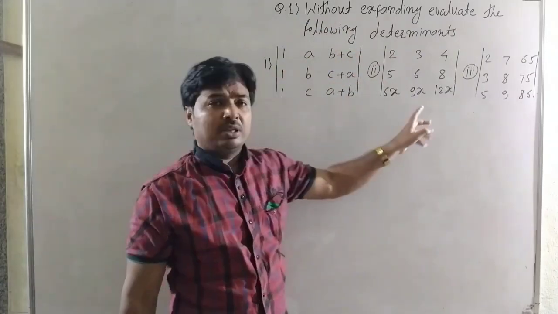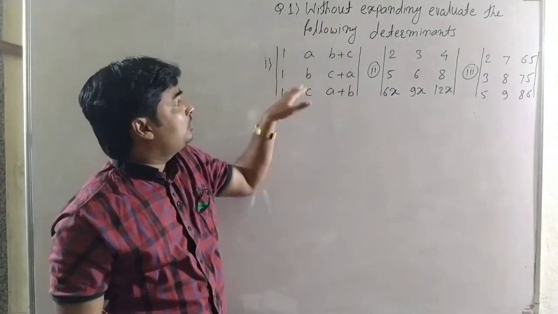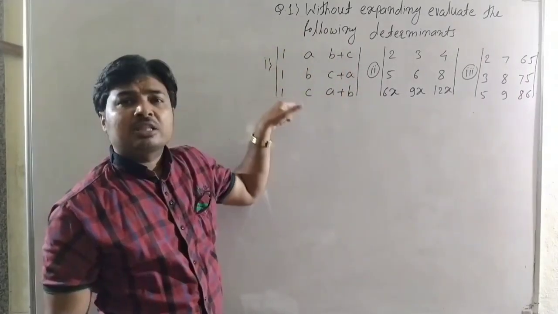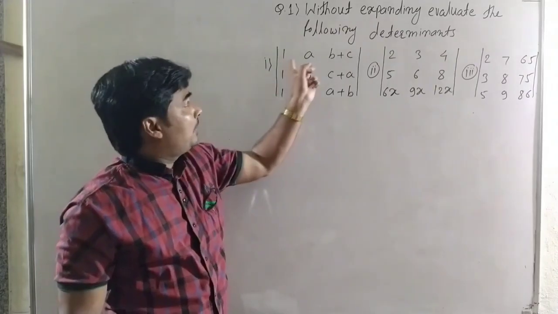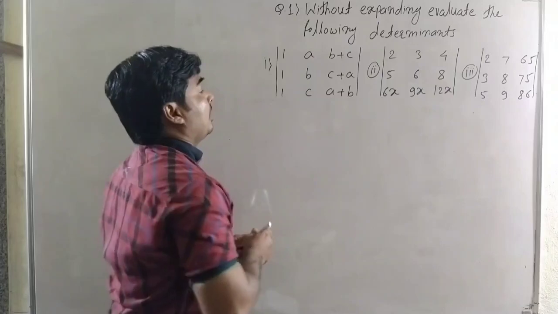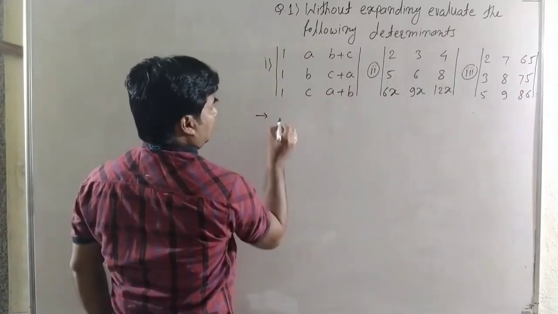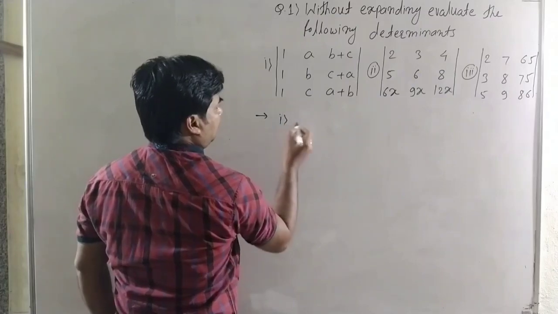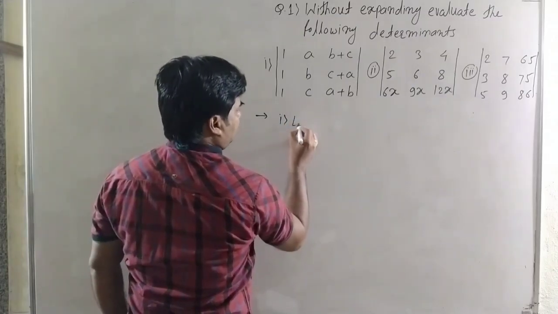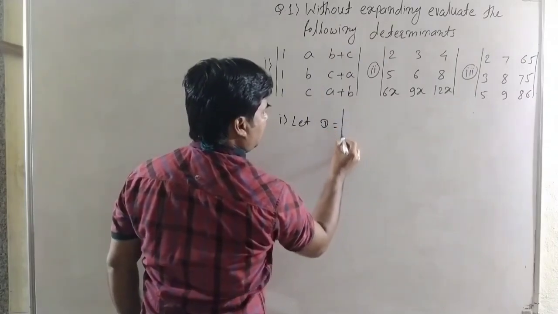Without expanding, we know how to expand the determinant and find its value by taking the expansion along the first row, second row, or third row. We can take it along the first row. See carefully. Let D be the determinant.